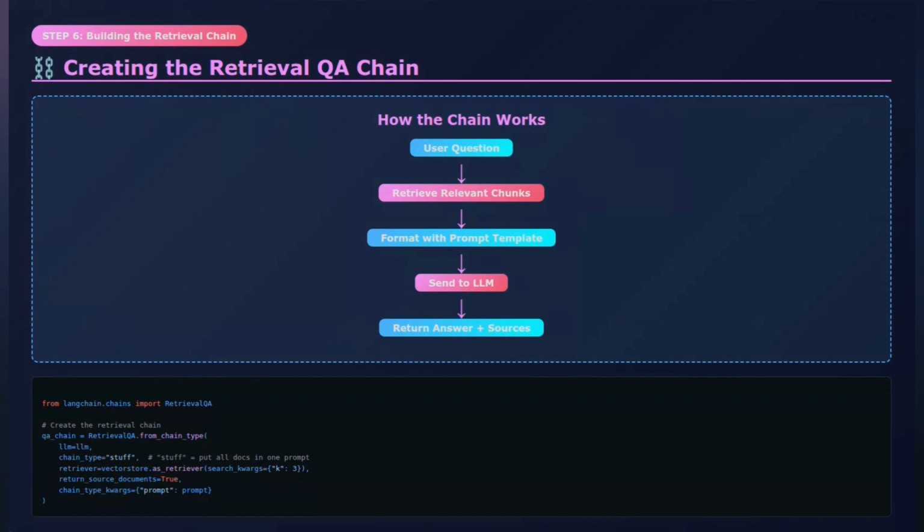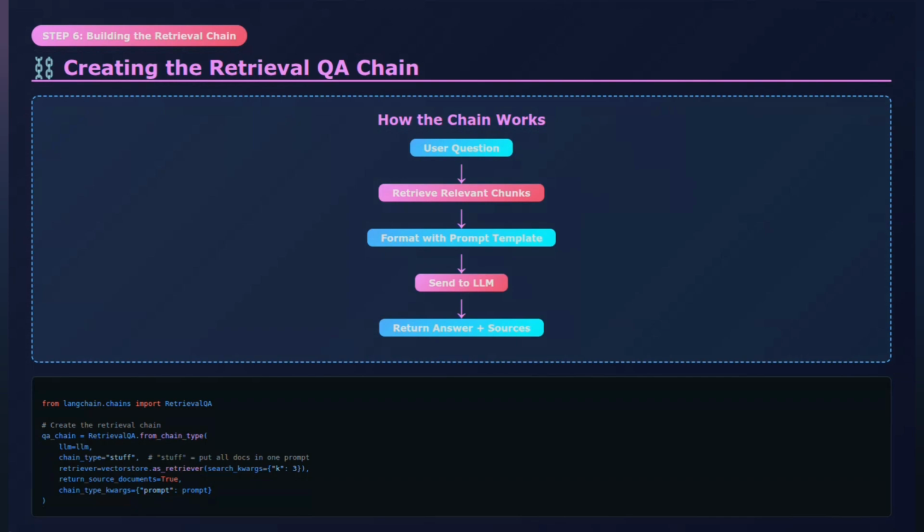Step 6, we bring it all together with a retrieval QA chain. Here's what this chain does automatically. When a question comes in, it queries the vector store for relevant chunks. It takes those chunks and formats them into the prompt. It sends the prompt to the LLM. It returns the LLM's response. All of this happens in one function call. That's the power of chains.